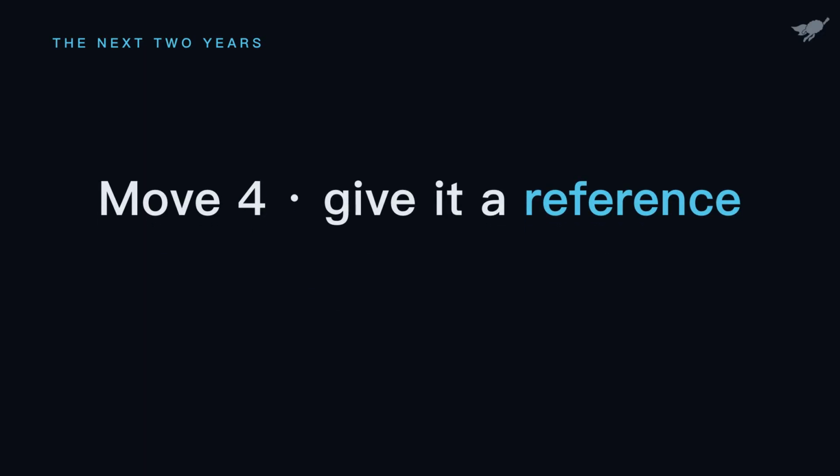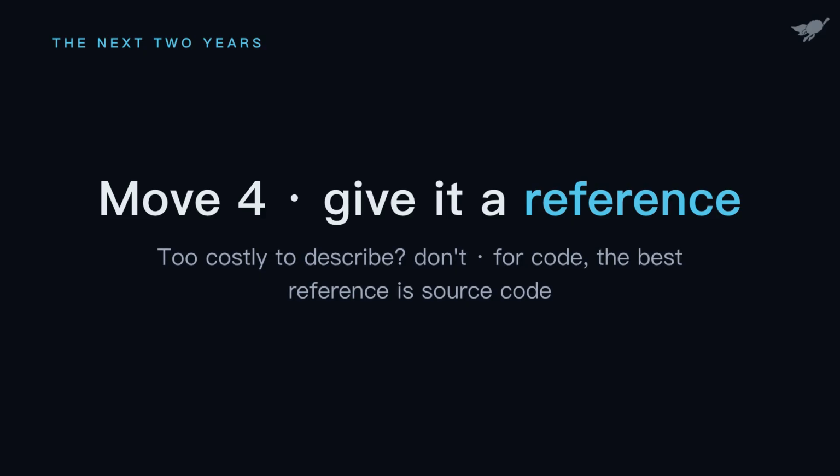Give it a reference. Sometimes it is not that you don't know what you want, it is that you can't put it into words. So stop struggling to describe it, and just throw it a reference. For people who write code, the best reference is source code. Point it at a library that already pulls off the effect you want, let it read the source, and re-implement it in your own project. That is way more accurate than describing it for ages.